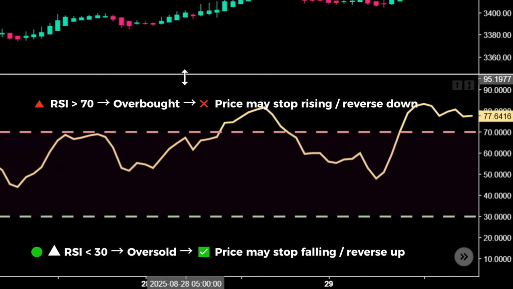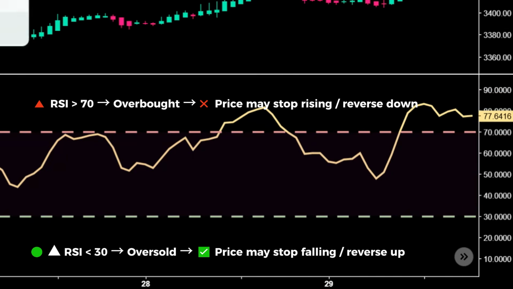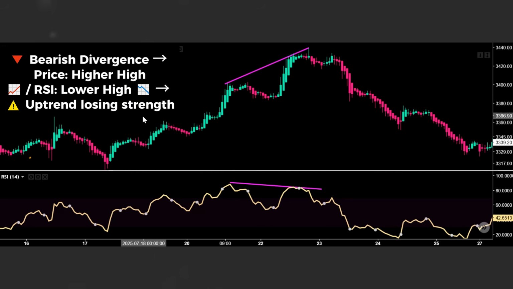RSI can do more than just showing overbought and oversold conditions. It can also show divergences, which are very useful for spotting reversals early. A bearish divergence happens during an uptrend when the price makes a higher high but RSI makes a lower high, showing that the uptrend may be losing strength.